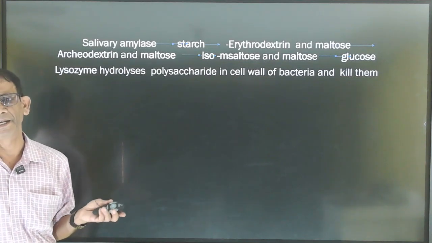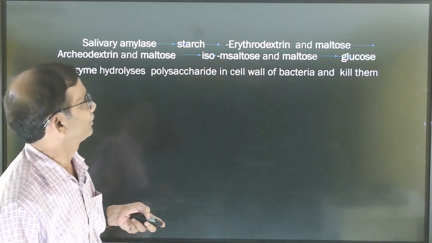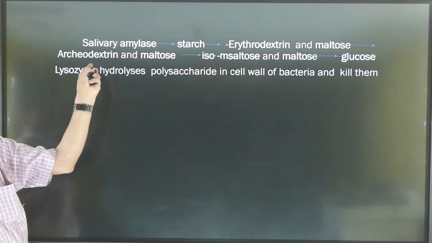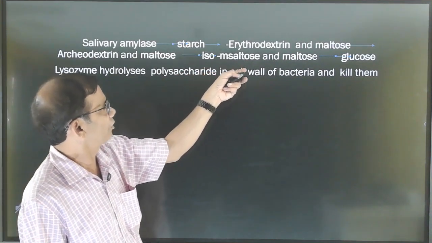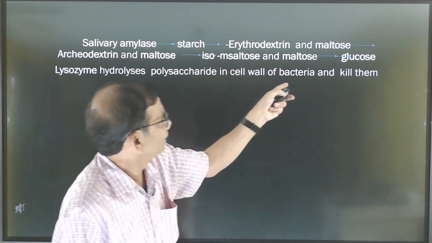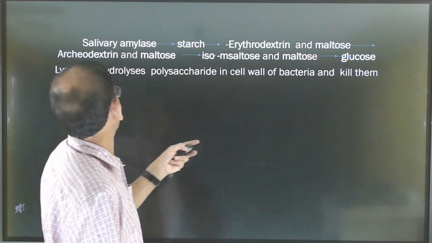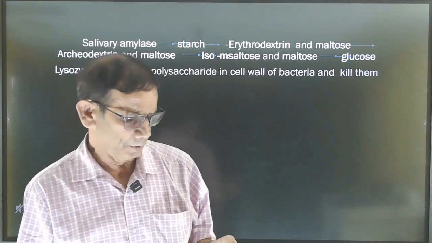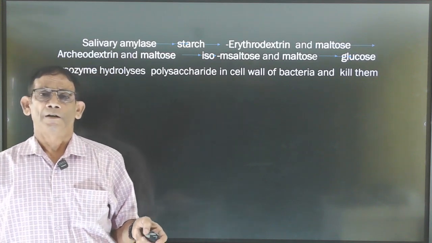Now, how do salivary enzymes act? First, amylase acts on the starch of polysaccharides. It is first converted into erythrodextrin and maltose. Then erythrodextrin is converted into achroodextrin and maltose. The achroodextrin is again converted into isomaltose and maltose, which is then converted into glucose by the maltase enzyme. I have already told you that lysozyme, present in our saliva, hydrolyzes the polysaccharide cell wall covering of the bacteria. That means it just kills the bacteria.